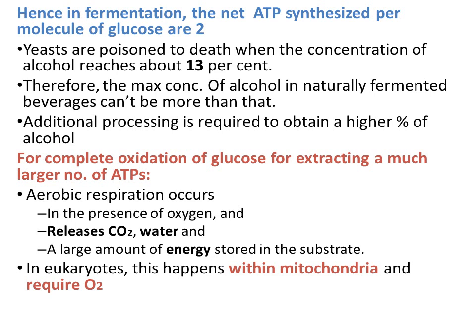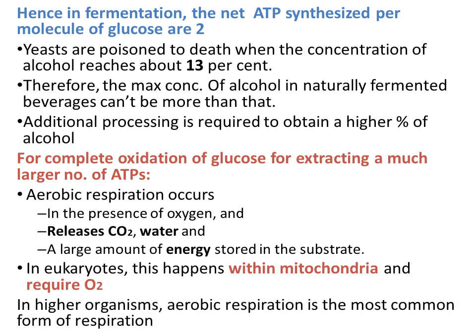In eukaryotes, this aerobic respiration happens within mitochondria. So the pyruvic acid that was produced in the cytoplasm needs to go into mitochondria. In higher organisms, aerobic respiration is the most common form of respiration, and the next step in aerobic respiration, that is Krebs cycle, will be dealt with in the next part of the lecture.